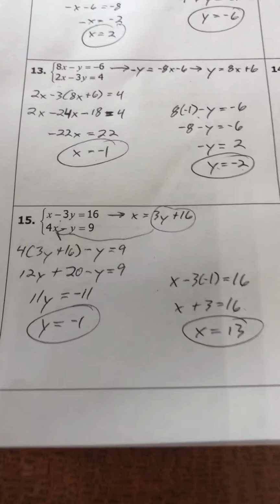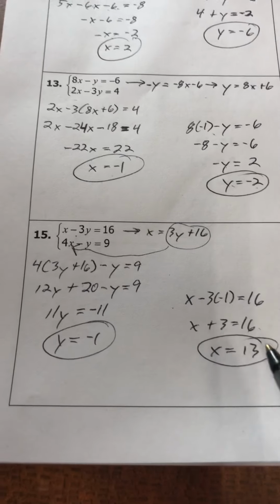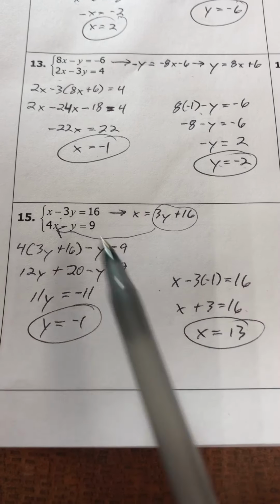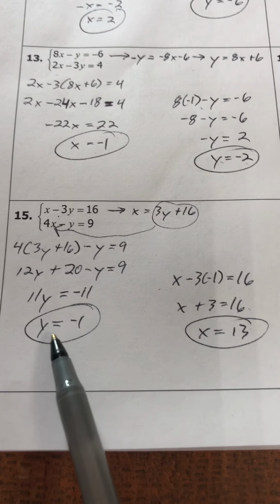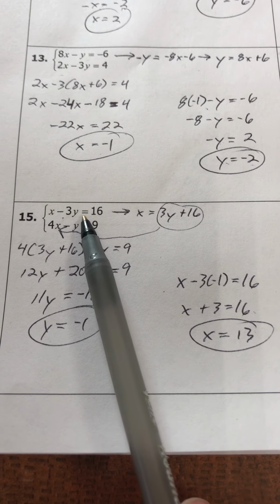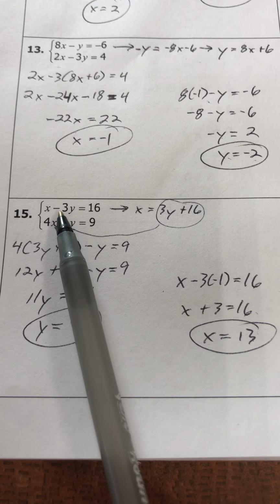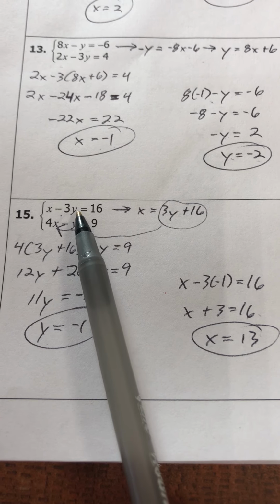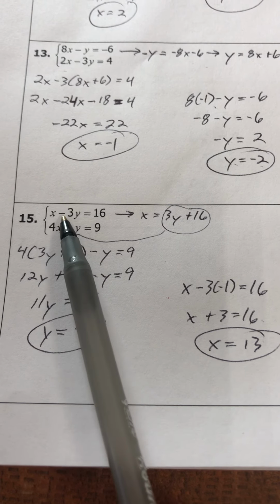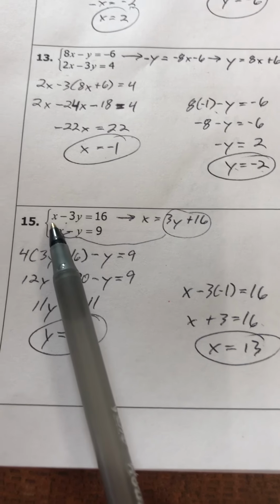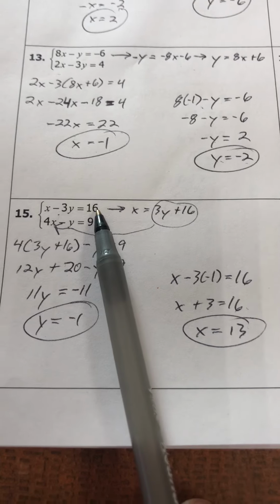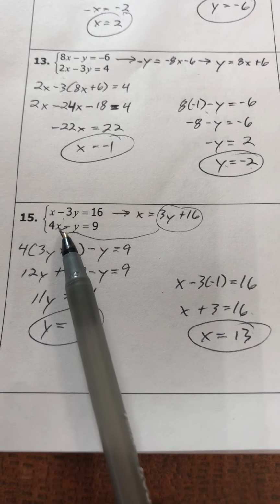Okay, one way you can go back and check all of these is to plug that 13 in for x, plug that negative 1 in for y. So if you think about it, 13 minus 3 times negative 1 would change to 13 plus 3, that equals 16. That works. And then same thing here.